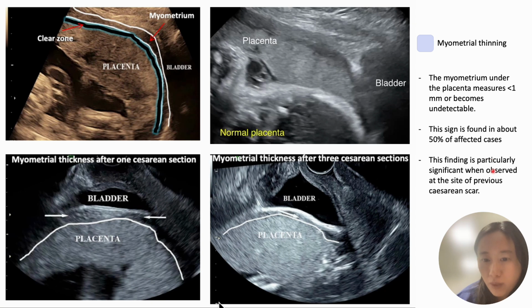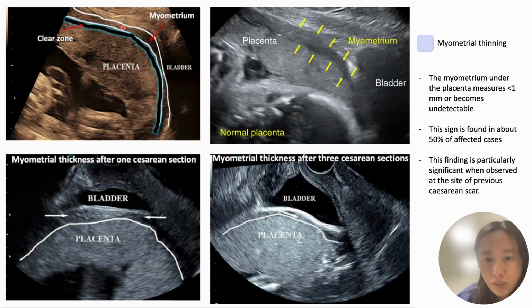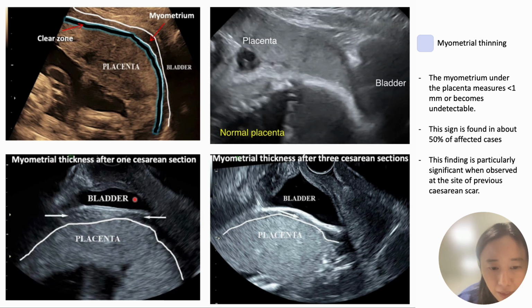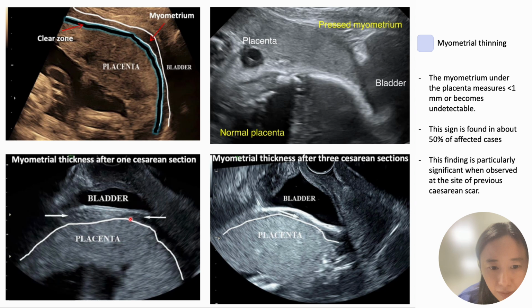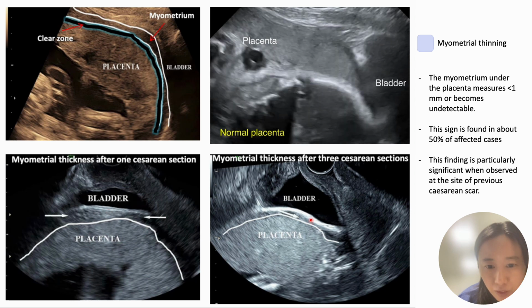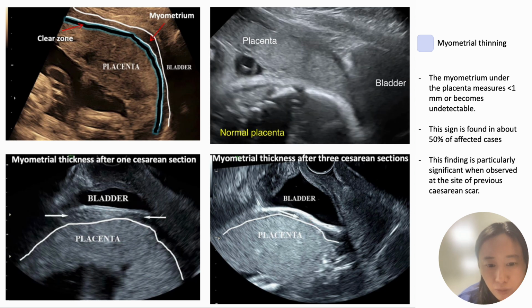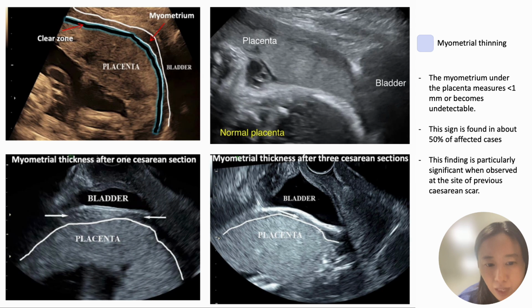This is especially important when we want to see the site of the previous caesarean scar, to check that a myometrium layer stays there. Here you can see the myometrium thickness after 1 C-section, a good size, but after 3 C-sections it's very thin. Let's watch a movie slideshow.